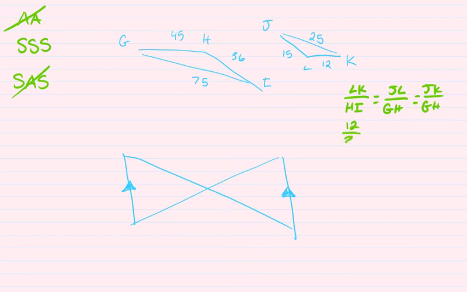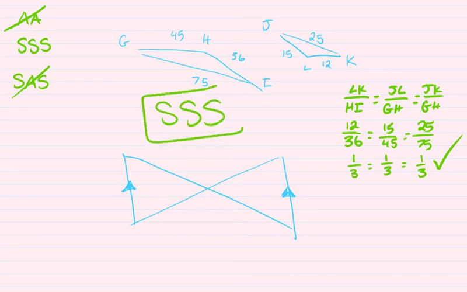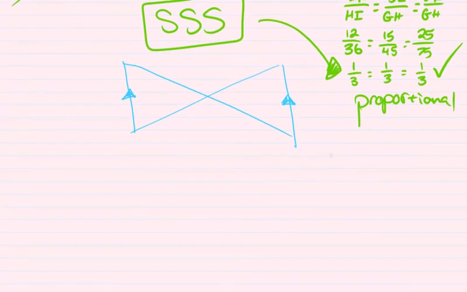So 12 over 36 equals 15 over 45 and 25 over 75. So I want to reduce all of these. So I get 1/3 equals 1/3 equals 1/3. So it actually checks out. So that is true. So that means I can use side, side, side. And right there is the reason why. They are all proportional. Alright, angles have to be congruent and sides have to be proportional. So let's look at the third example here.